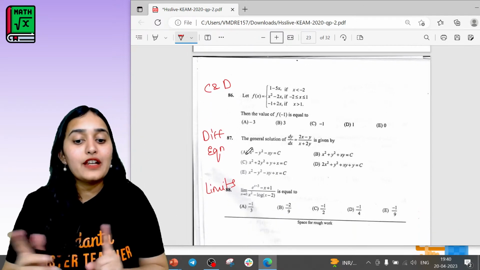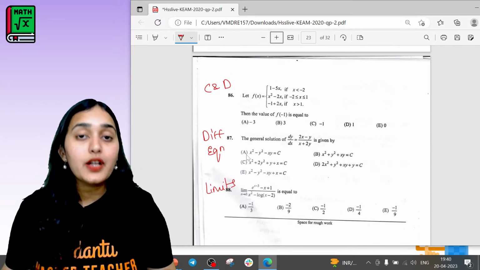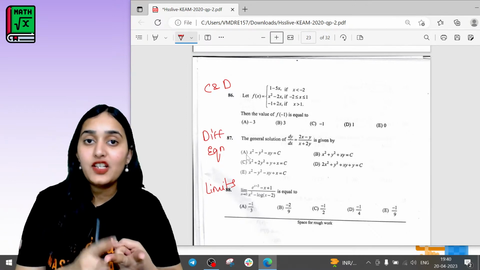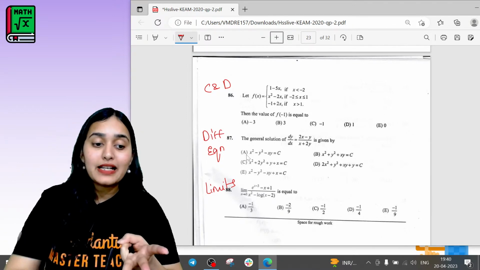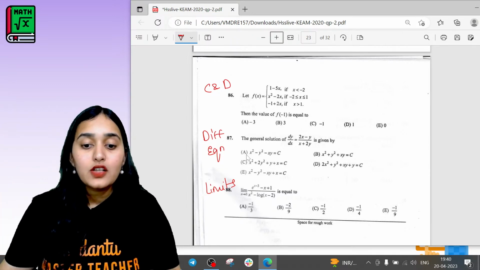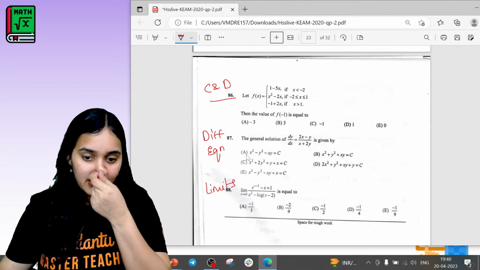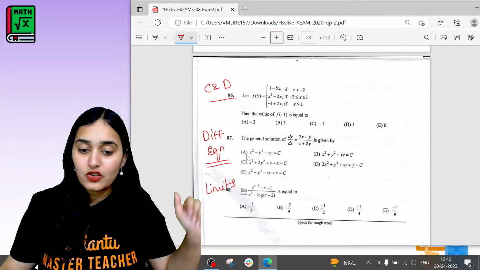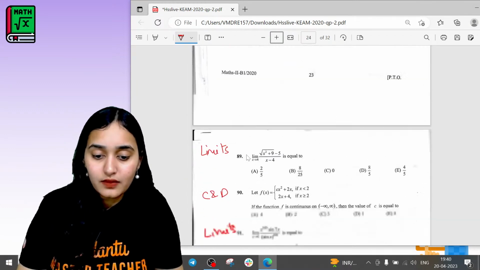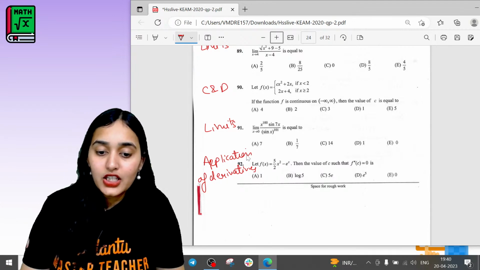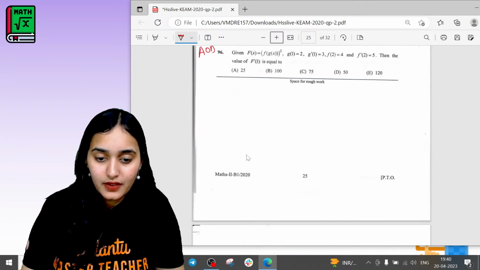Cool. Now moving forward. Now you are going to have questions from continuity and differentiability, differential equation, limits. So all about differentiation. Okay. So this is continuity and differentiability. This is differential equation. We have already done differential equation one shot. This is limits question. Then you have again limits, continuity, differentiability, application of derivative.